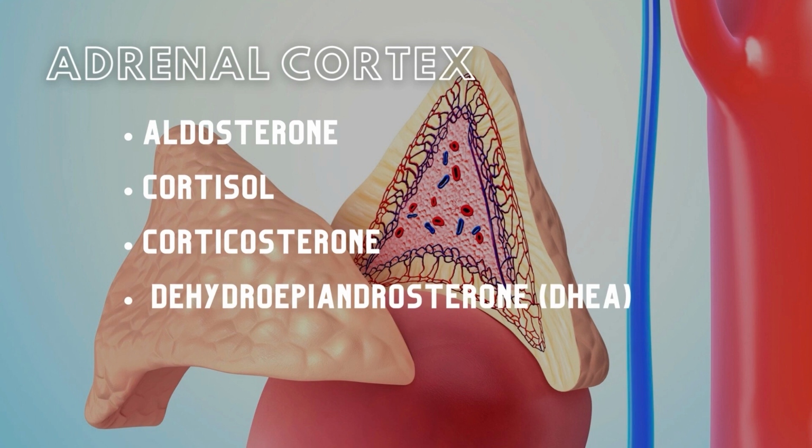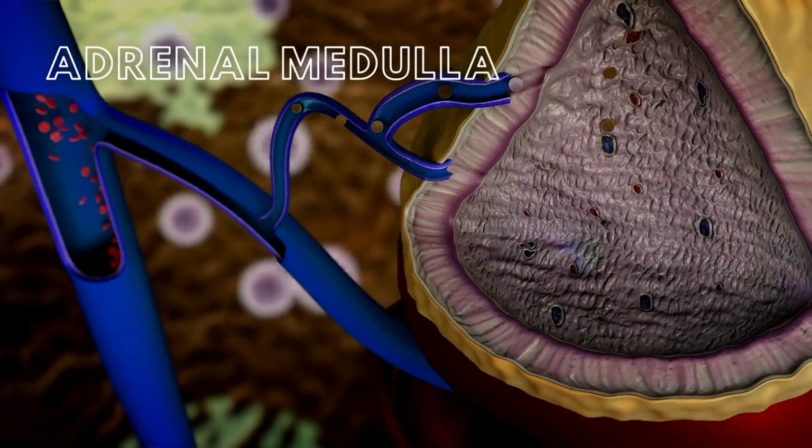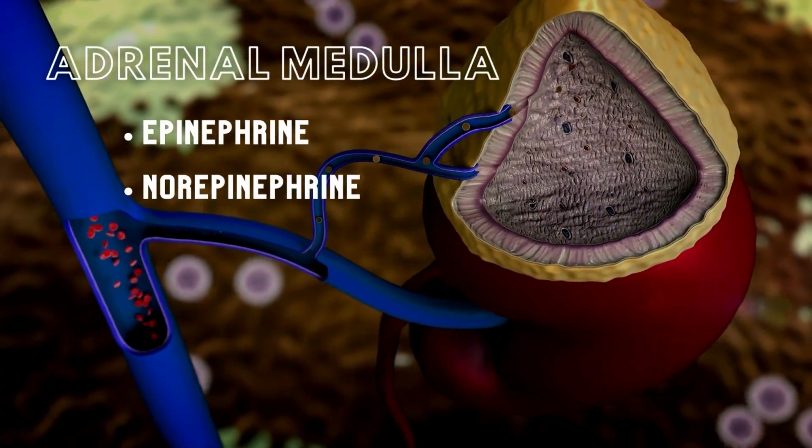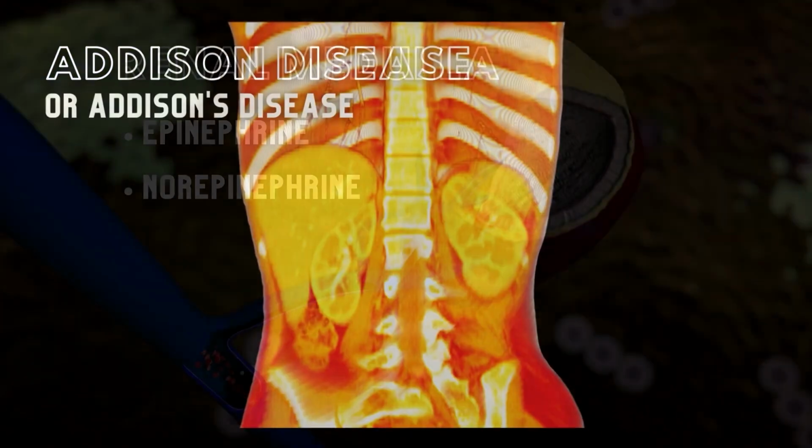Dehydroepiandrosterone, which is abbreviated by the letters DHEA, and androstenedione, which are classified as androgen hormones. The adrenal medulla secretes 2 hormones, epinephrine and norepinephrine, which are classified as amine hormones.